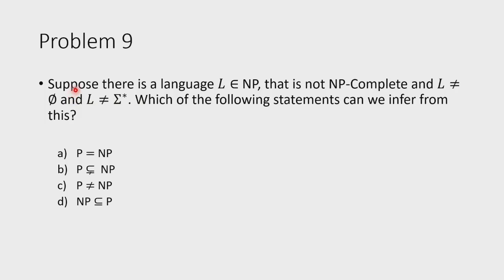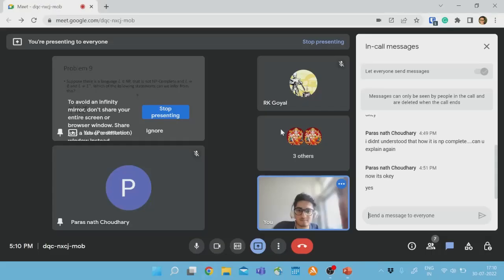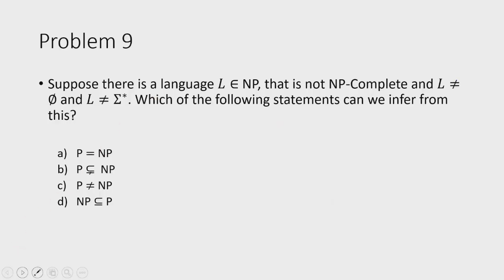So suppose there is a language L in NP that is not NP complete, and L is also not equal to the empty set, and L is also not the set of all strings. In which of the following statements can we infer from this? The options are P equals NP, P is a strict subset of NP, P is not equal to NP, and NP is contained in P. Multiple options can be true. Does anyone want to guess, or should we see the solution? Okay, if no one wants to guess, we can look at the solution.